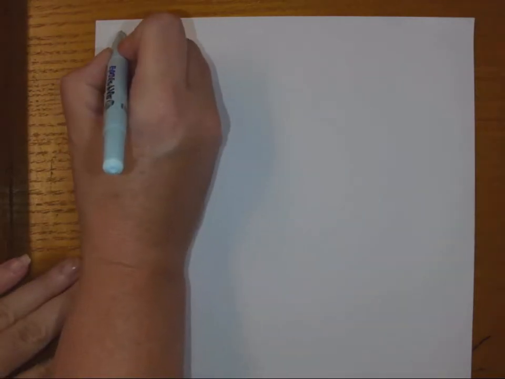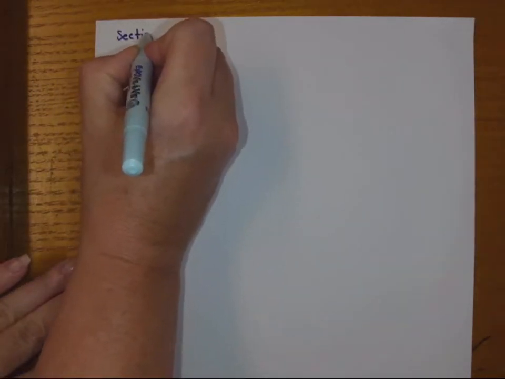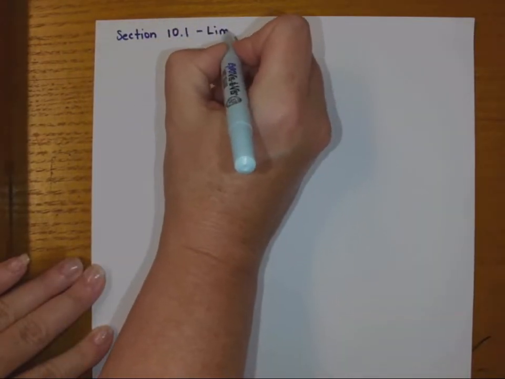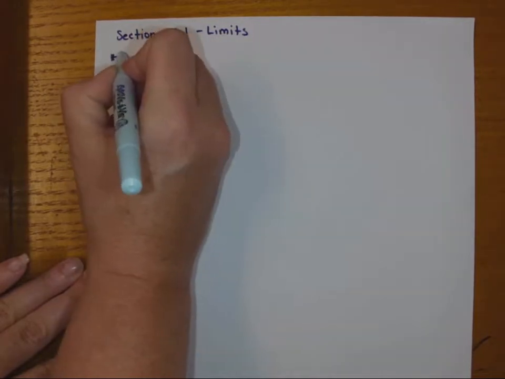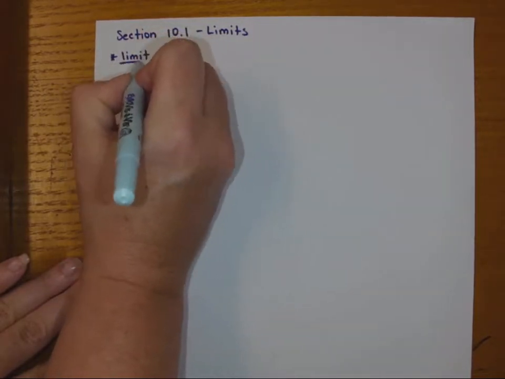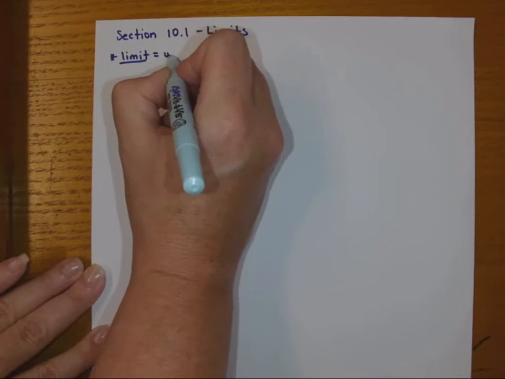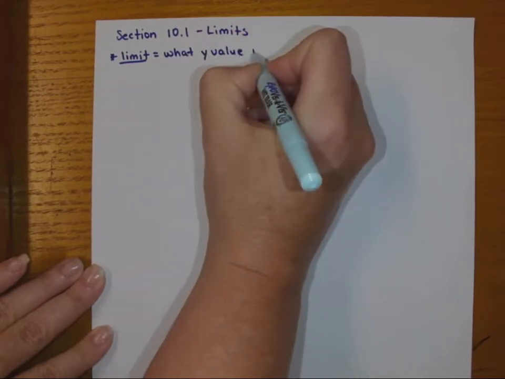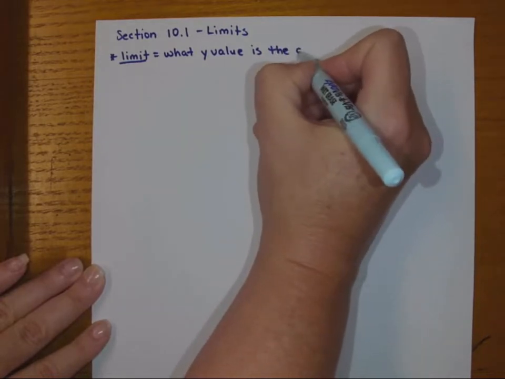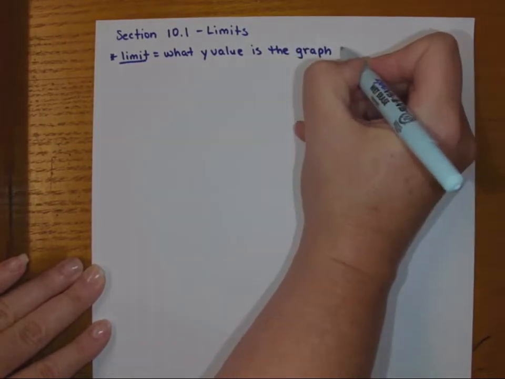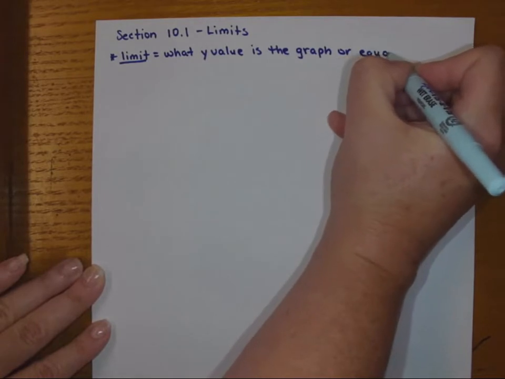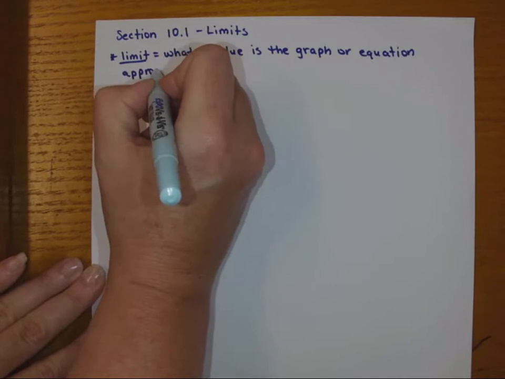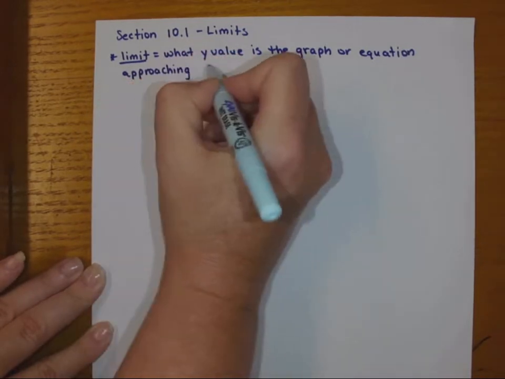The first topic in this class that is really business calculus is section 10.1, limits. So first let's define what a limit is, and then we'll talk about how to write it. The limit is what y value the graph or equation is approaching, and by approaching, what I mean is just getting close to.